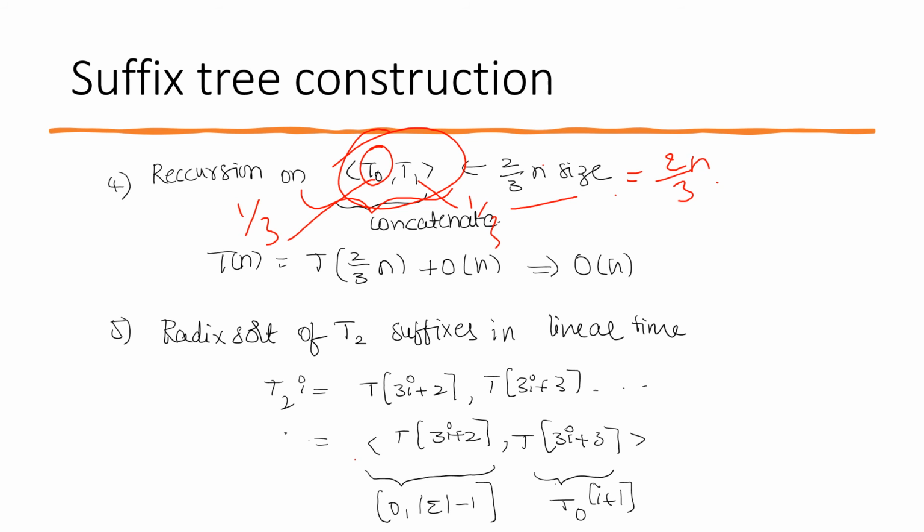When we concatenate them, we have 2/3 n characters, and then we take O of n time to concatenate and sort this. Finally, if we solve this recursion, we'll be able to get it in O of n, linear time. So the recursion can be done in linear time.